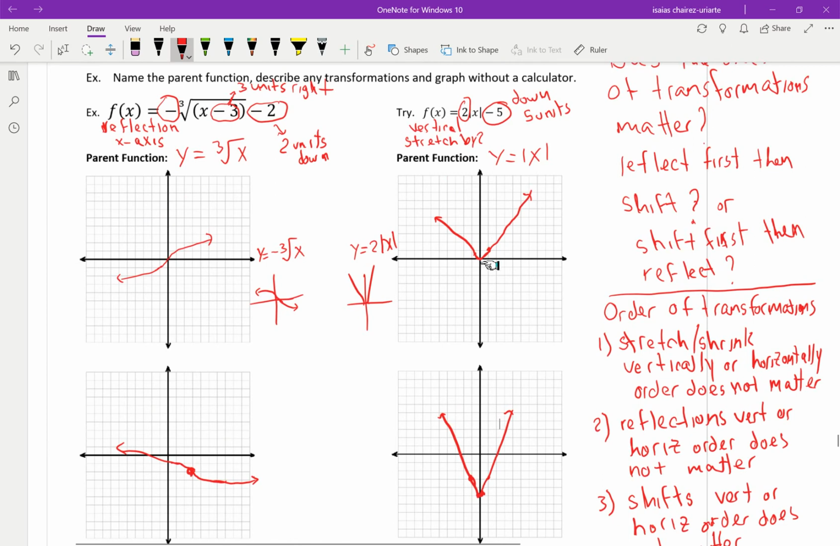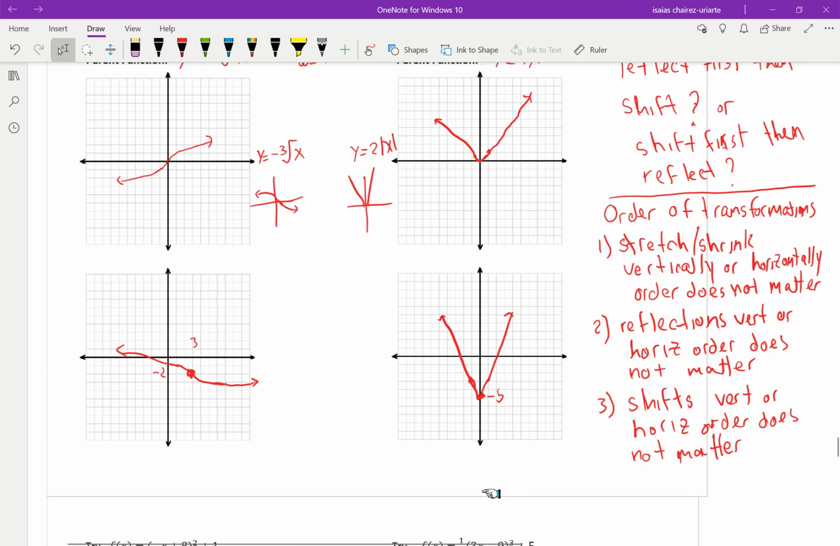So the cusp, which originally was at the origin, now is at 0, negative 5. So let me just label some points here. This should have been 3, and this is negative 2, and over here we have negative 5. Okay, so hopefully these ideas are okay. Remember, if you have many transformations happening, try to stick to this guideline. First do any stretch or shrinking, then do any reflections, and then do any shifts.